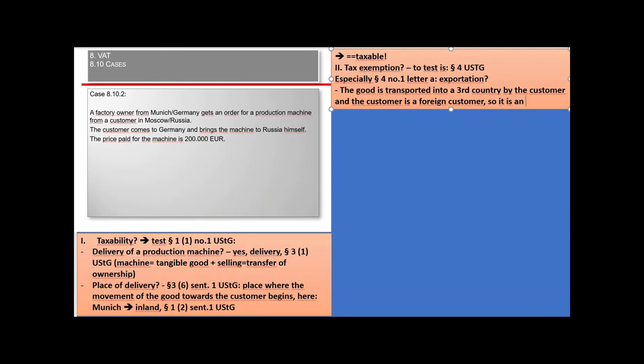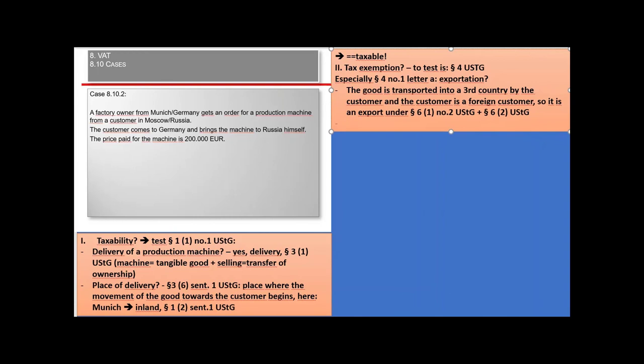So it is an export under a rule which we have not yet become familiar with, 6.1 number 2 USTG plus 6.2 USTG. So you could look up everything which you need to apply a law. That's always good. If you have a robust text of the law, everything has been foreseen and regulated. And so if an export is given, it's tax-free under 4 number 1 letter A. Case finished.